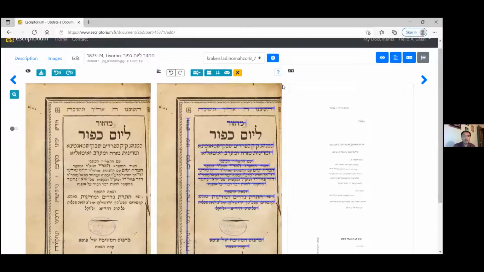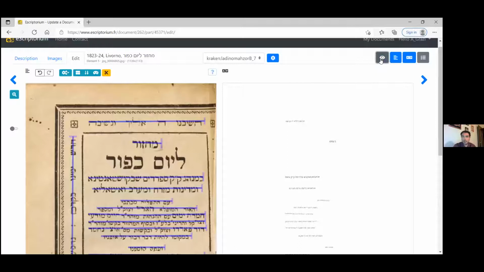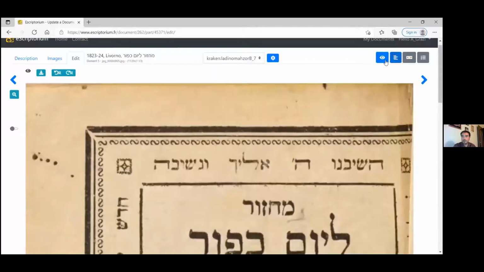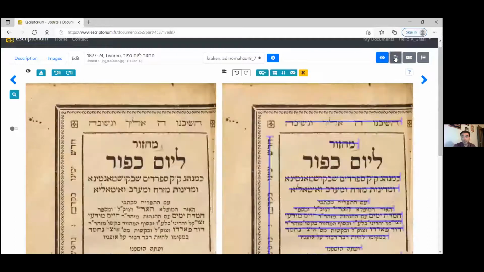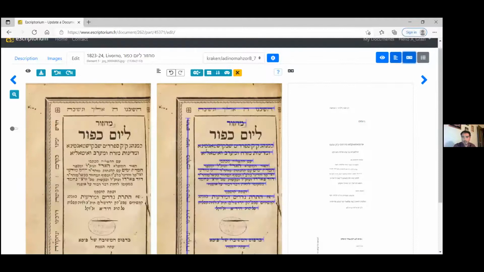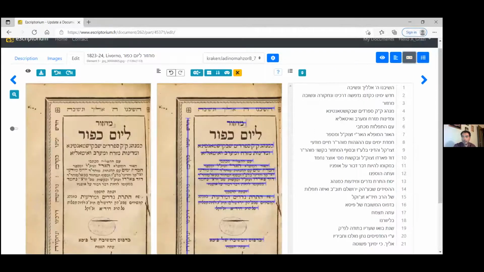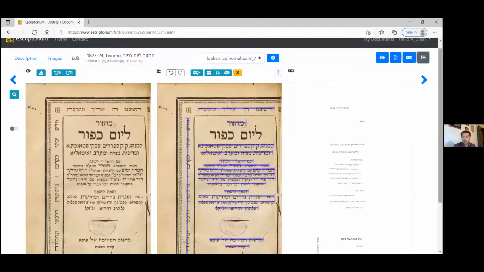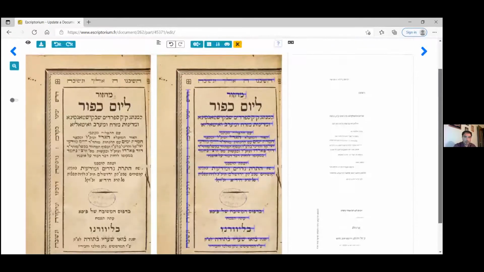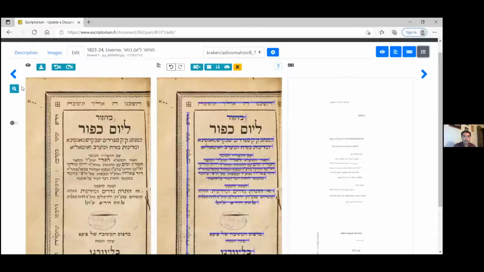Here you can choose all kinds of visualizations. You could visualize just the source image. Let me remove this. You can visualize just the source image if you want, but you can also visualize the segmented area. You can visualize the transcription as well, but also the text alone without following the layout. There are many different things that one can do. I showed you just the main elements.